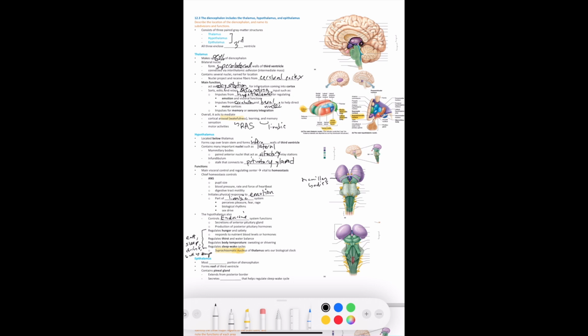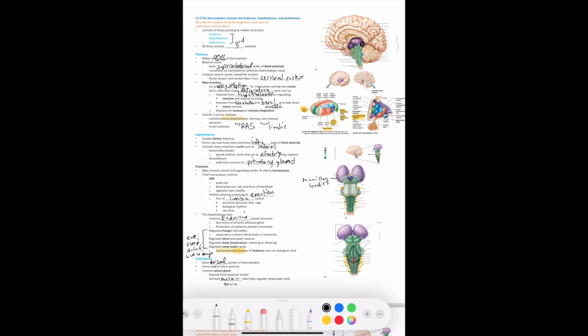The last structure is the epithalamus. So this is the most dorsal portion of the diencephalon. It contains the pineal gland that is going to secrete a substance known as melatonin. So that's going to help regulate our sleep and wake cycle.